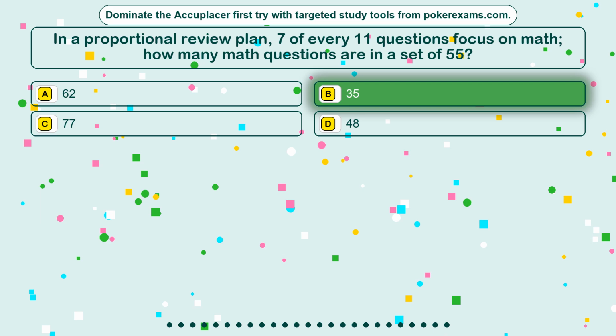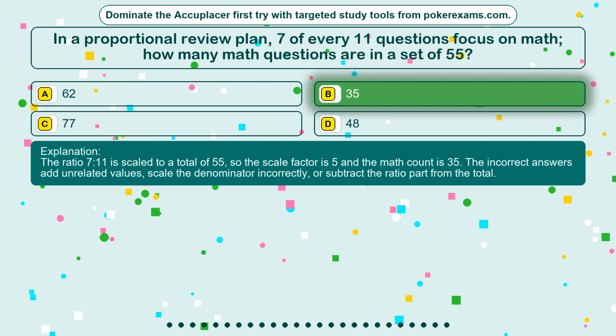The correct answer is option B, 35. The ratio 7:11 is scaled to a total of 55, so the scale factor is 5 and the math count is 35. The incorrect answers are unrelated values, scale the denominator incorrectly, or subtract the ratio part from the total.